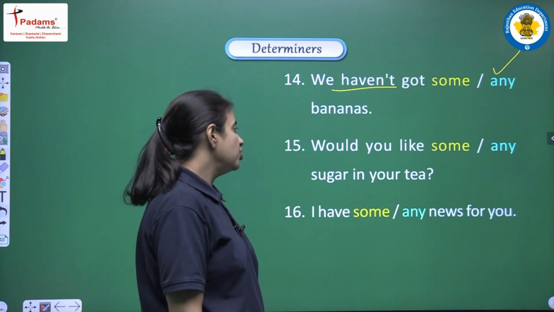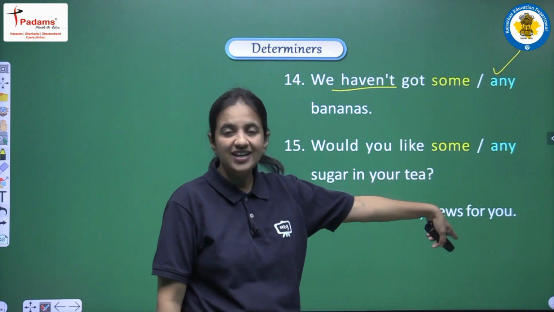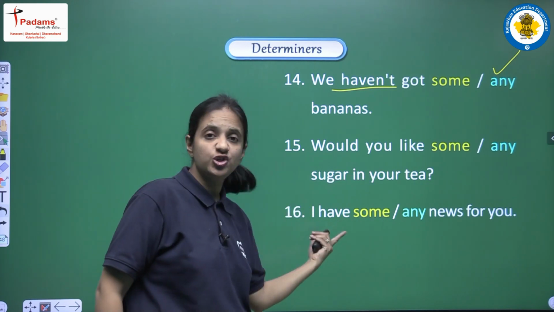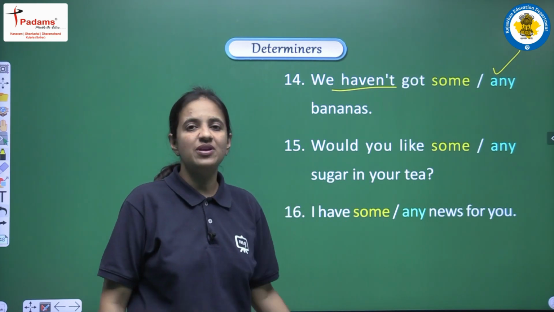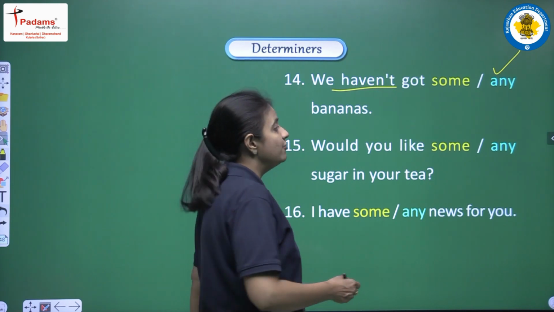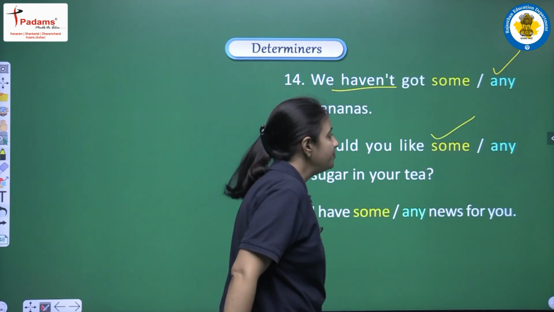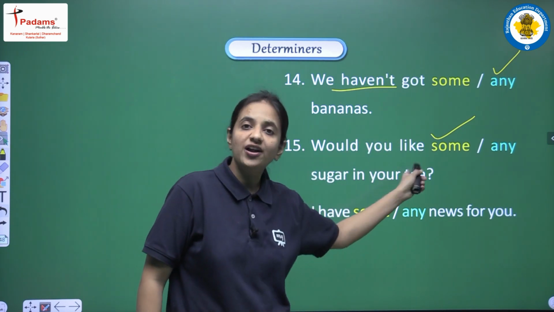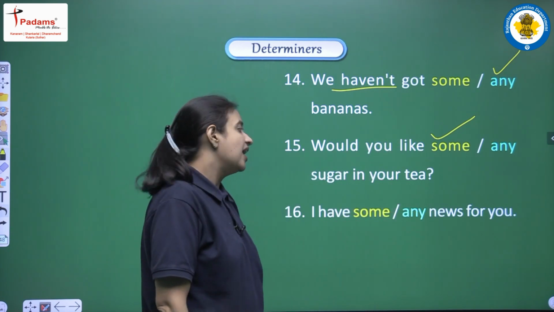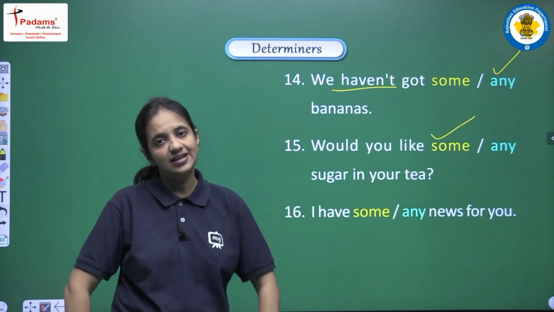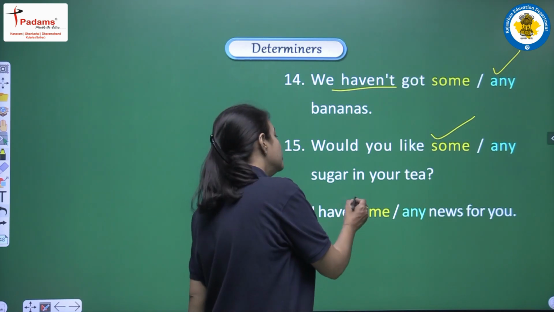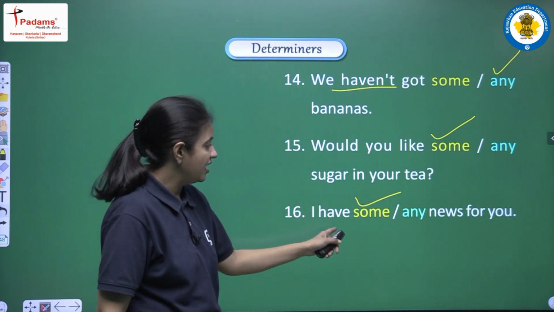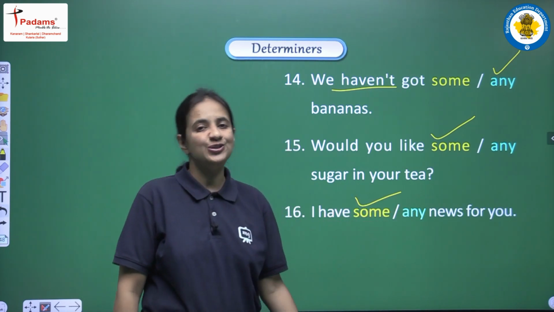Next is would you like sugar in your tea. Here we are offering something, we are offering sugar, and because we have an offer in the sentence, we will choose some, and the sentence will be would you like some sugar in your tea. Next is I have news for you. It's a very simple positive structure, we will choose some as our answer, and the sentence will be I have some news for you.